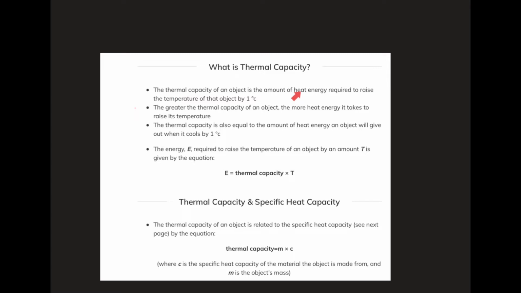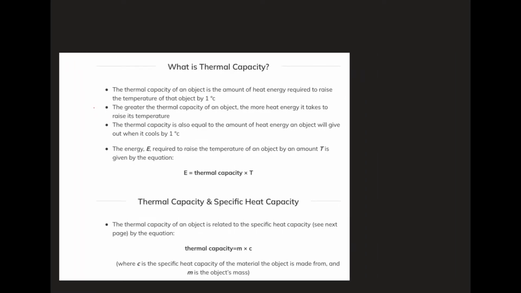Because of this, you should think of the unit of thermal capacity. The amount of heat energy, this is joule, required to raise the temperature of the object by 1 degree Celsius. So the thermal capacity hence has the unit of joule per degree Celsius. The unit of thermal capacity.